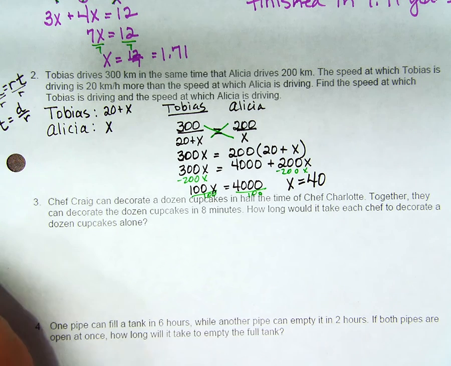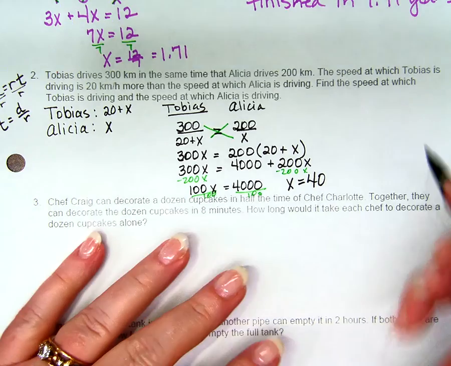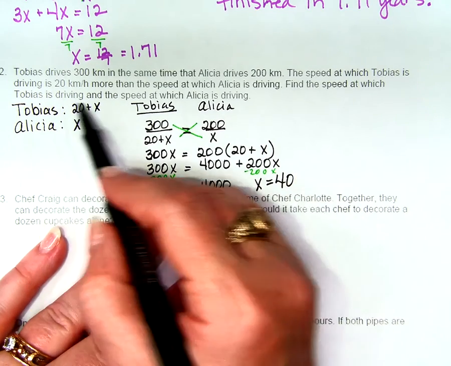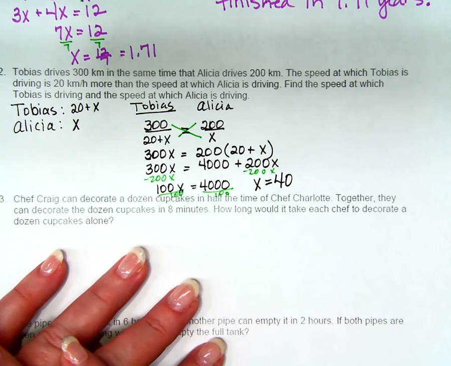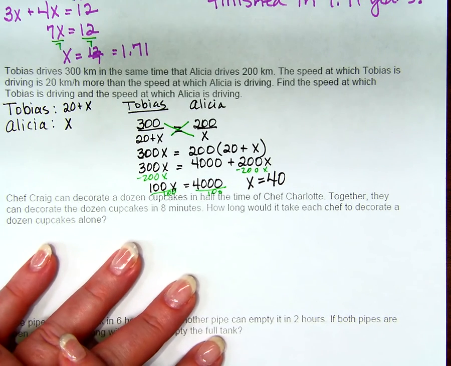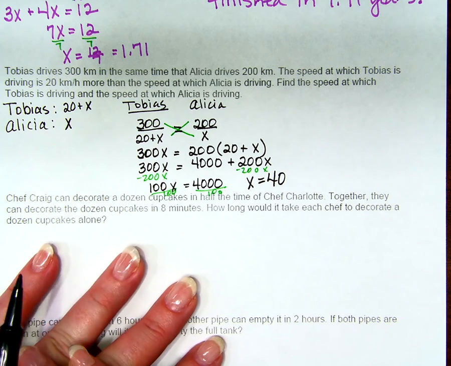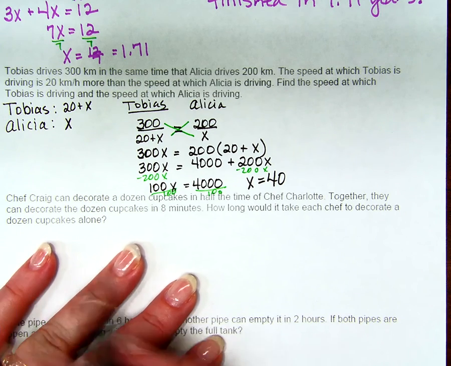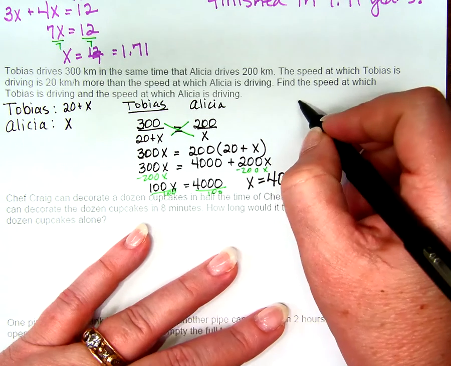What do I do next? Answer the question, right? The question is, find the speed at which Tobias is driving and the speed at which Alicia is driving. And I suppose if you want to be technical, that's not a question, is it? It's a statement. But you know what I'm saying, right? Okay? So, what am I writing as my answer?